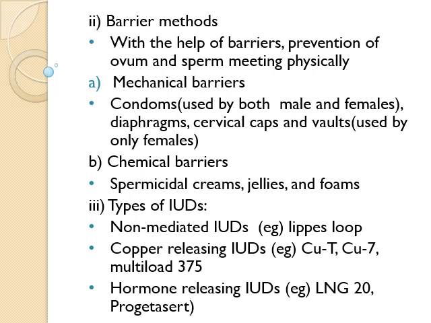Next is IUDs. IUDs means intrauterine devices. These devices are inserted by doctors or expert nurses in the uterus through the vagina. They are of the following types. First, non-medicated IUDs, example Lippes loop. Copper releasing IUDs, example CuT, Cu7 and Multiload 375. And the hormone releasing IUDs, example Progestasert, LNG-20.